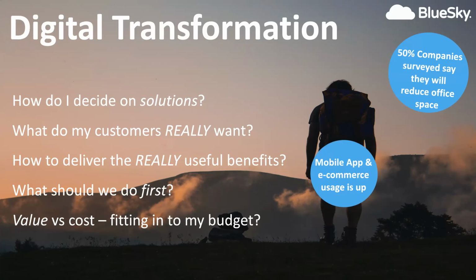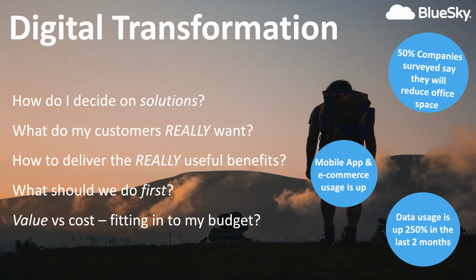Secondly, mobile apps and e-commerce are up. I mean, again, this should be very obvious. The day that e-commerce was allowed again, it went completely off the charts. Data usage is another good example. It's up at least 2.5 times in the last couple of months, for obvious reasons: more people working from home, etc. So again, this is just fueling the fire in terms of the digital transformation process.